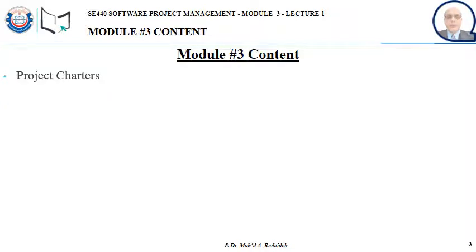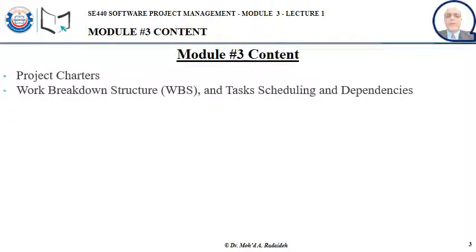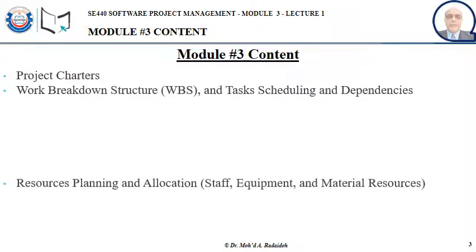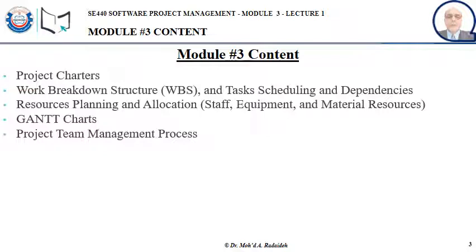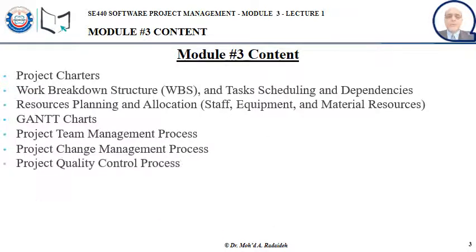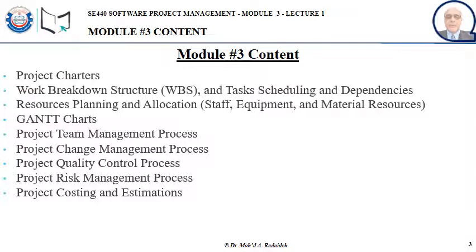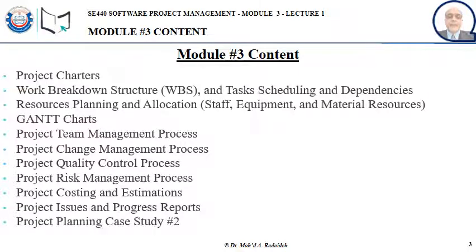Module 3 will cover project charters, work breakdown structures, tasks, scheduling and their dependencies, resources planning and allocation, Gantt charts, project team management process, project change management process, project quality control process, project risk management process, project costing and estimations processes, project issues and progress reports preparation, and last but not least, in the last lecture we will introduce case study number 2, where we go over a real case and we work out the work breakdown structure, the scheduling, the planning for the resources, the costing, etc.